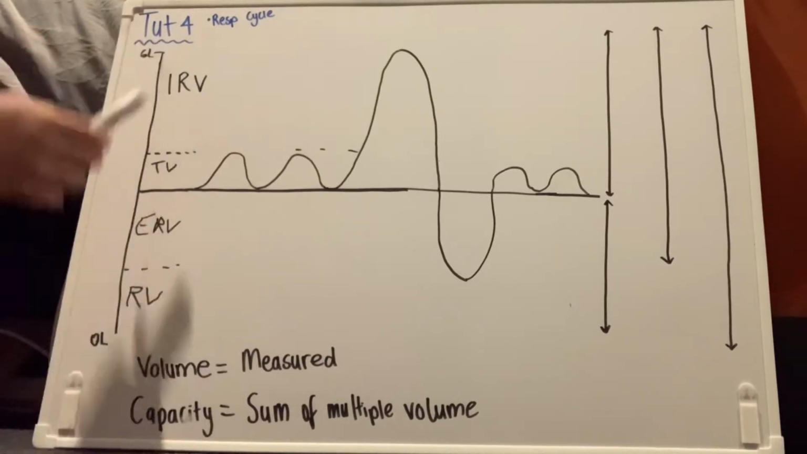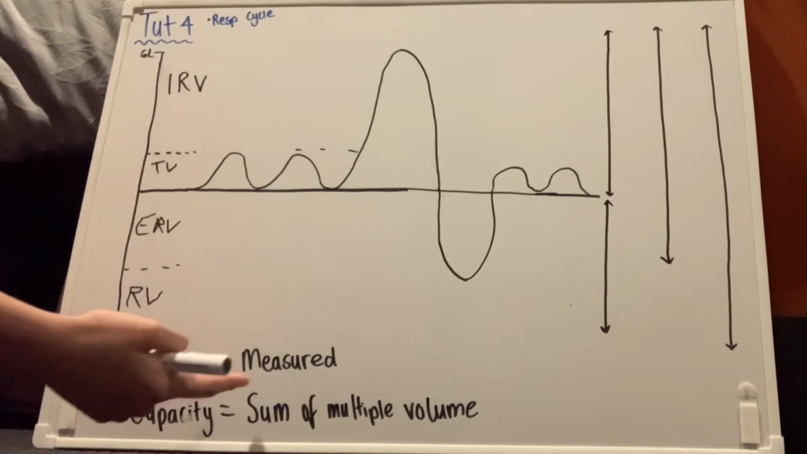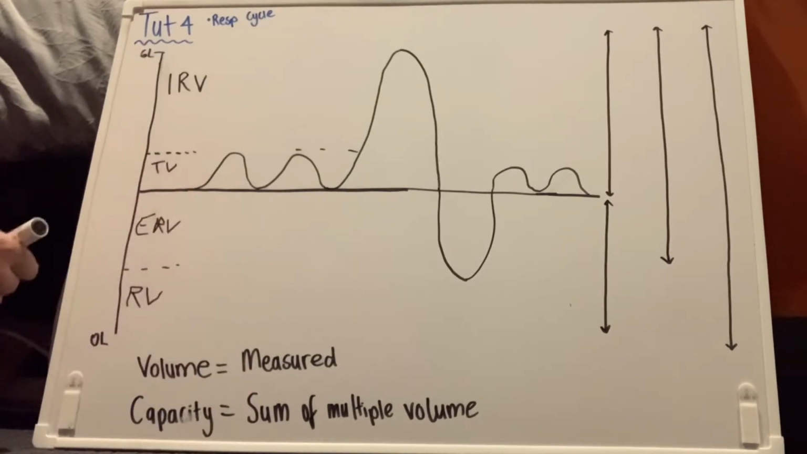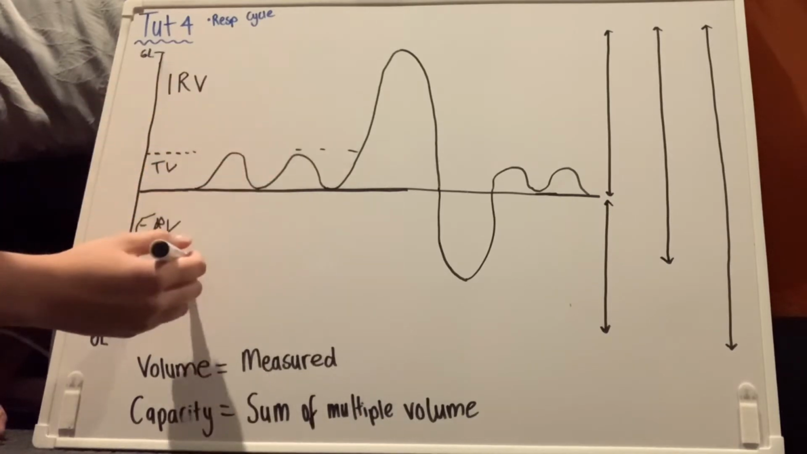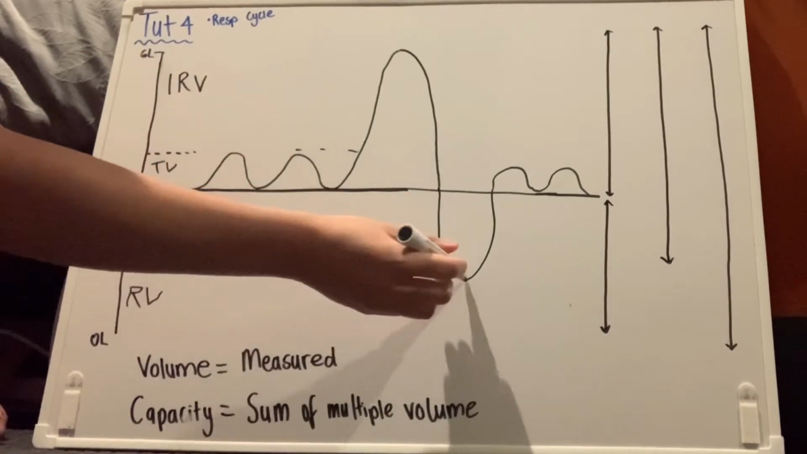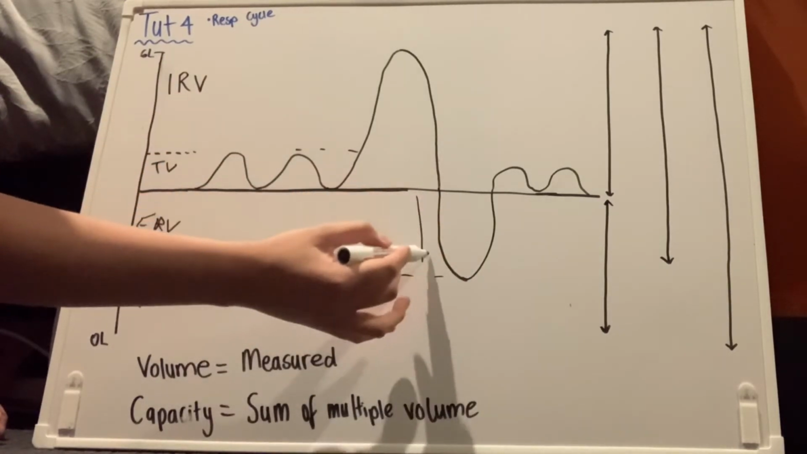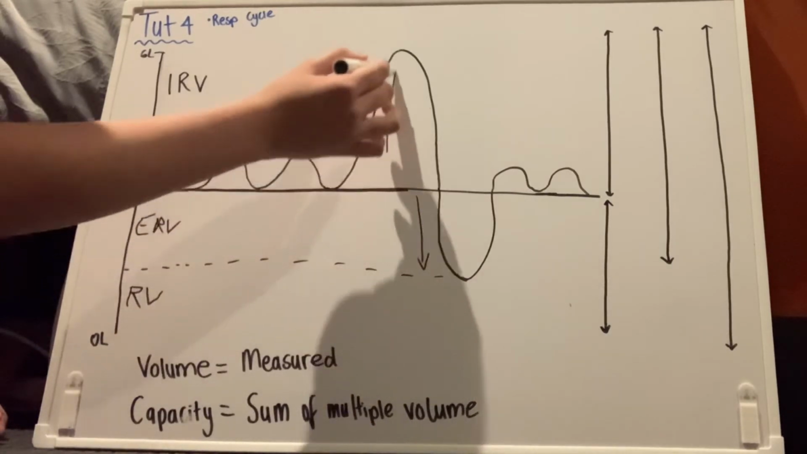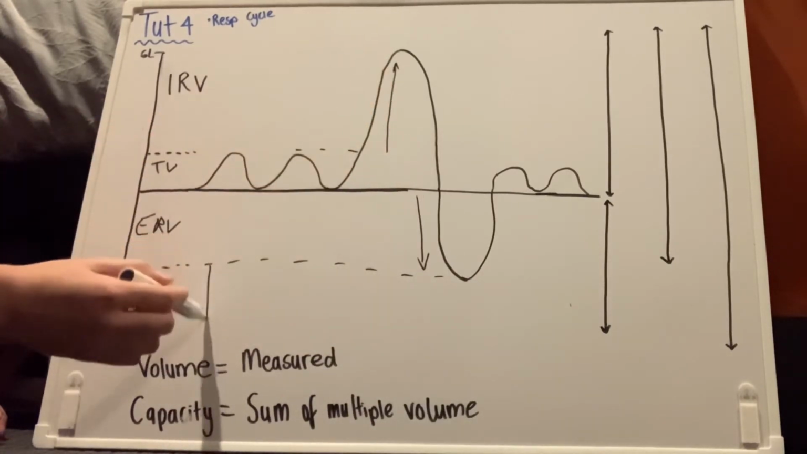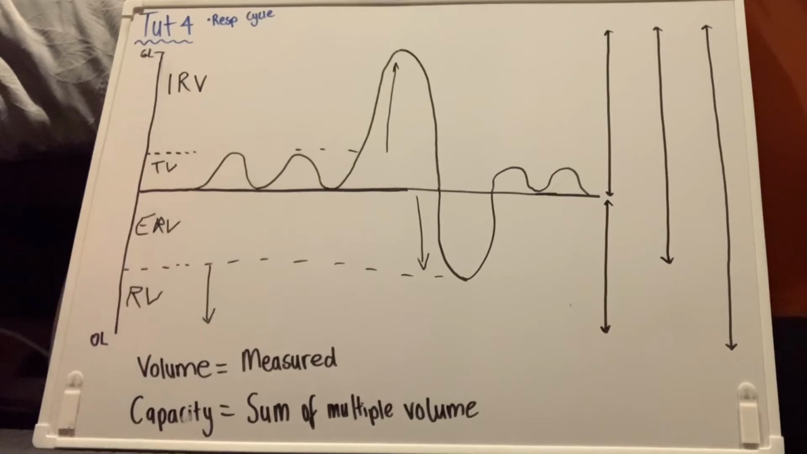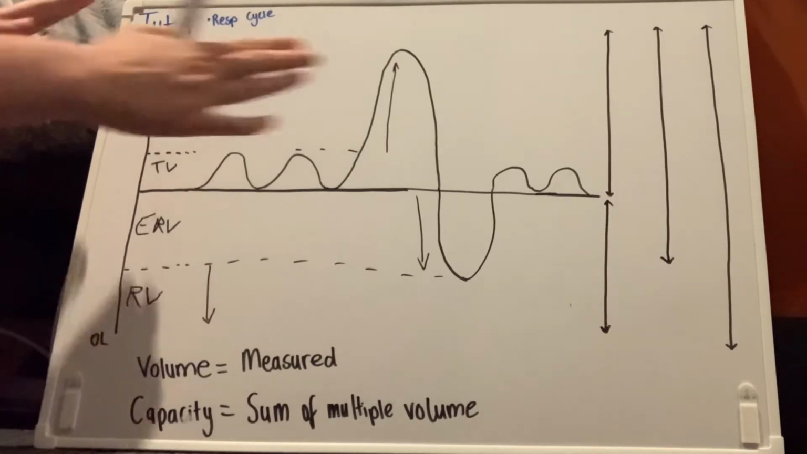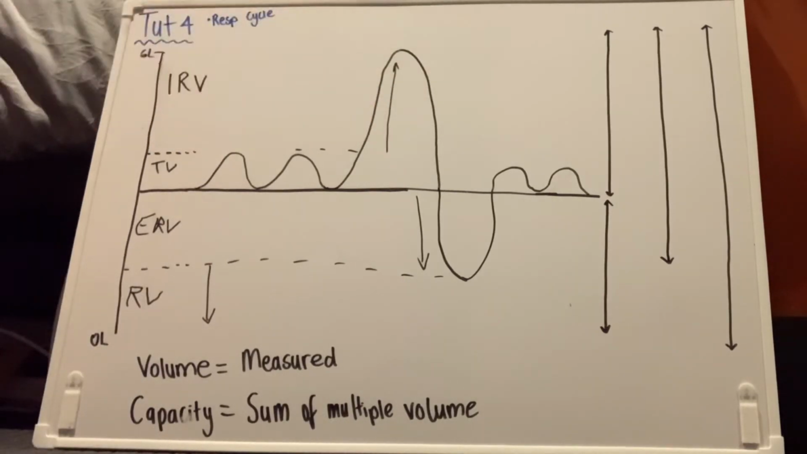Now, we know that volumes are things that are measured because we can see it on the graph. If you were to look at the graph, you could just draw the dots along and you can see how far that is, how far that is. So these are just measurements, whereas capacities, the things over here, you have to add 2 volumes together, or 2 or more volumes together, depending on what capacity you're looking for.